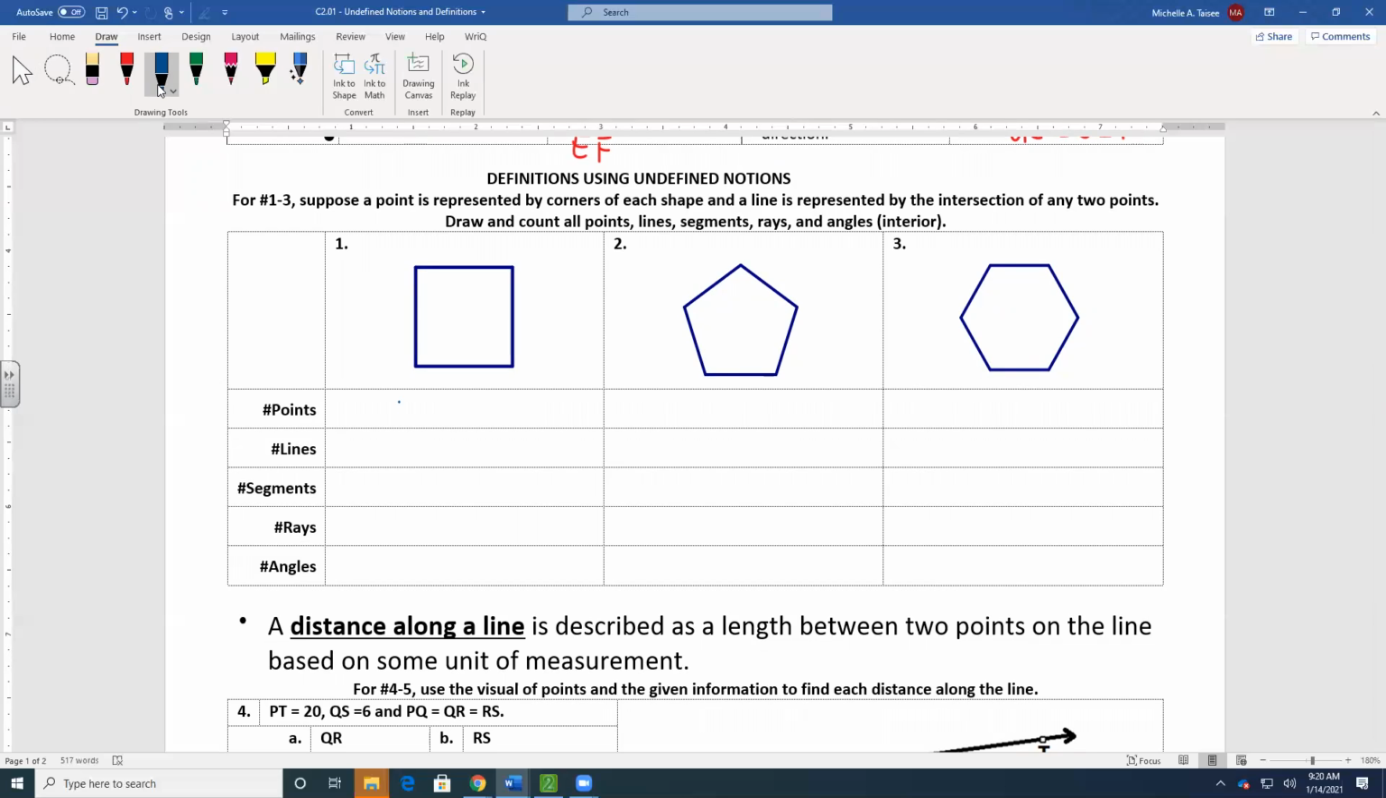4. Now, I could talk about points that go along each of these sides, but we're looking at the actual endpoint. So I have 4. Nope, we're just listing how many. How many lines do you see in this picture? 4.